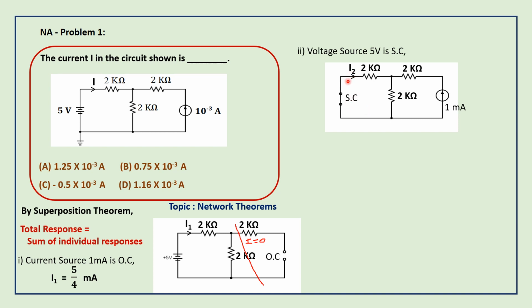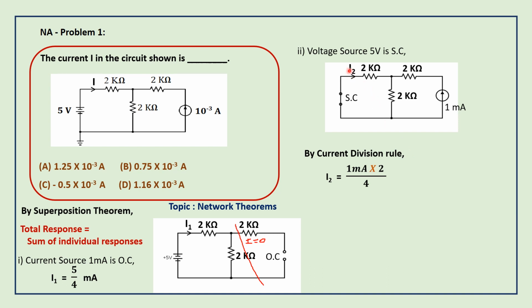Now we are going to find I2. I2 is the branch current. Total current is given, so we need to find the branch current. We can use the current division method. What is the current division rule? Branch current equals total current into opposite resistance by total resistance. So here I2 equals 1 milliamp into 2 by 4. 1 milliamp is the total current, 2 kilo ohms is the opposite resistance, and 2 plus 2, 4 kilo ohms, is the total resistance. By simplifying, 2 by 4 equals 1 by 2 milliamps.